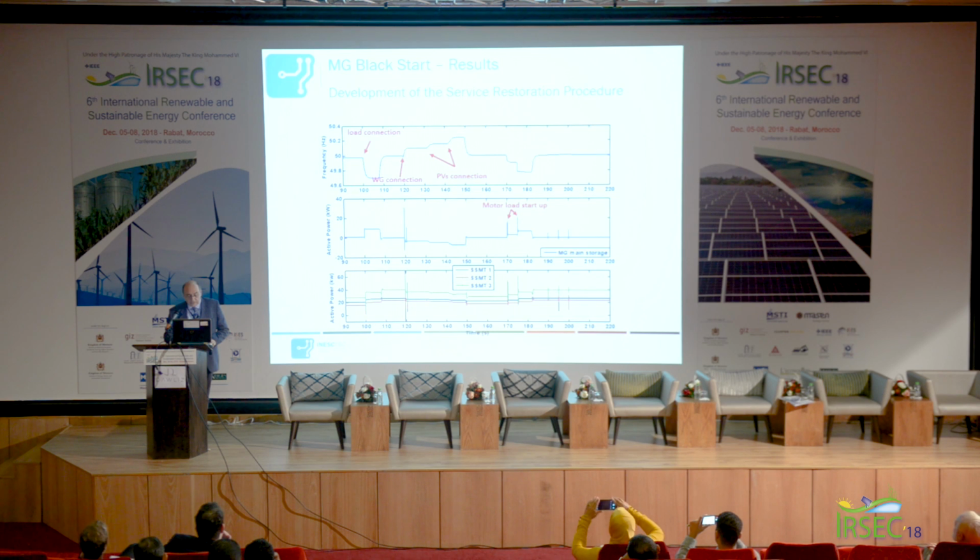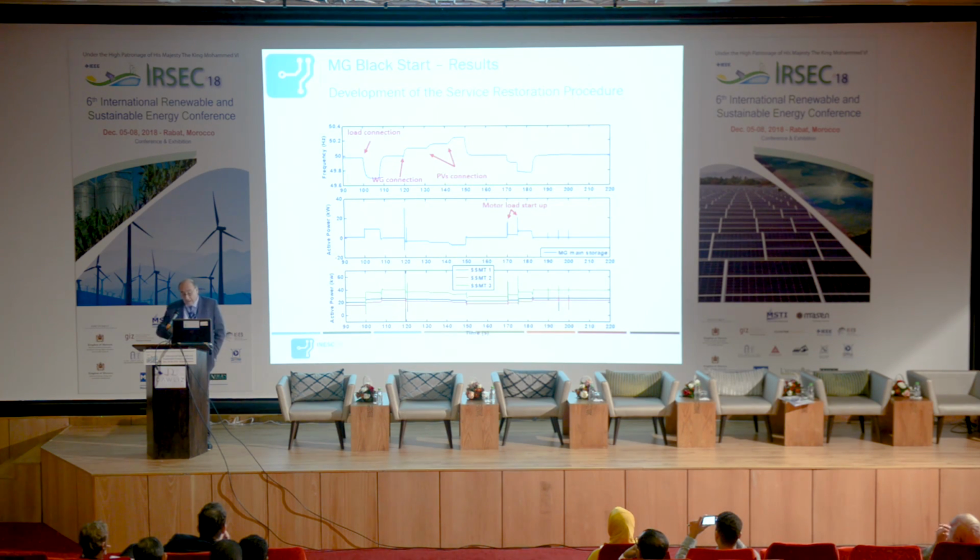And you can see that following a load connection, obviously frequency dropped. And when a wind generator was connected, frequency increased. PV panels were connected, frequency was increasing again. But then, at the same time, the local primary and secondary frequency controls were taking care of the frequency of the grid, and they were bringing back frequency to the nominal value.